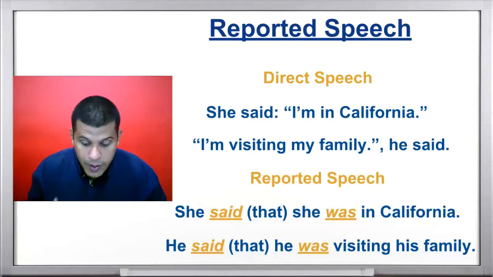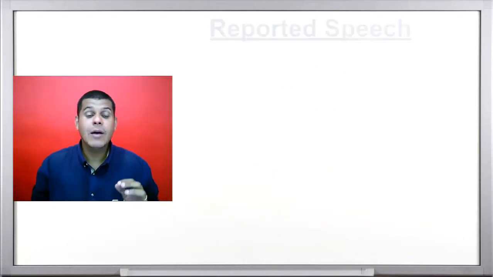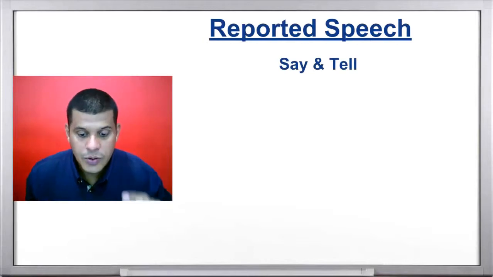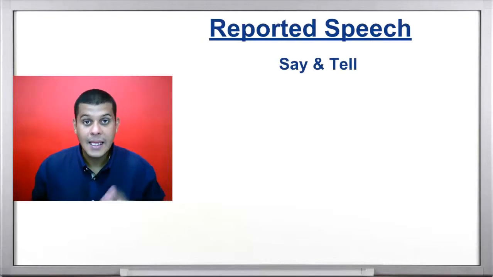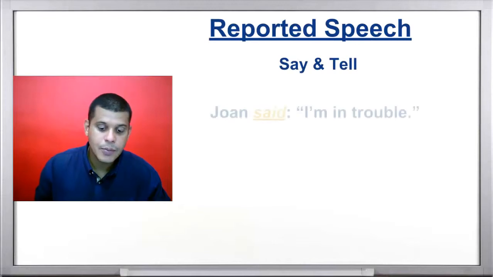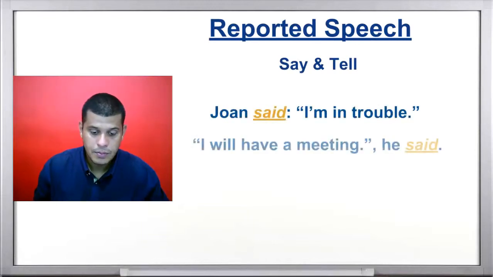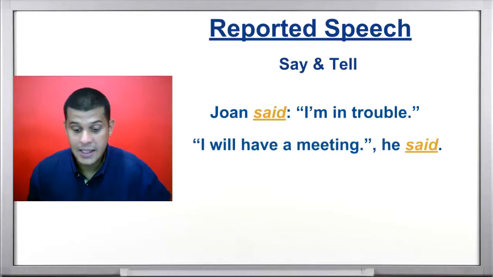So let me talk a little bit more about reported speech, but now I'm going to talk about two verbs that we normally use to report speech, okay? So the two verbs are say and tell, okay? So let's take a look at the examples we have with them. First one, Joan said, "I'm in trouble." Or, "I will have a meeting," he said.